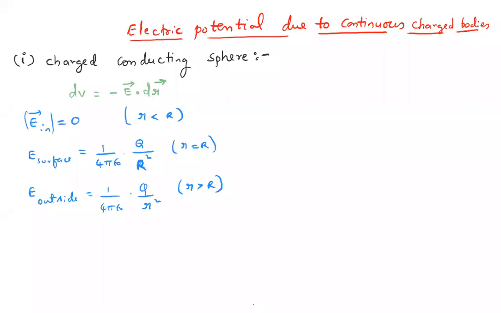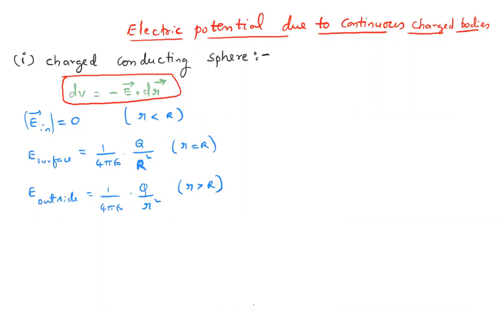Say, electric potential due to continuous charged bodies. Children, this topic is a charged conducting sphere. What is meant by a charged conducting sphere? Any charge given to the sphere resides only on the outer surface. To find the potential at any point, we need to use the relation between electric potential and electric field, that we discussed in the last class: dV equals minus E bar dot dr.